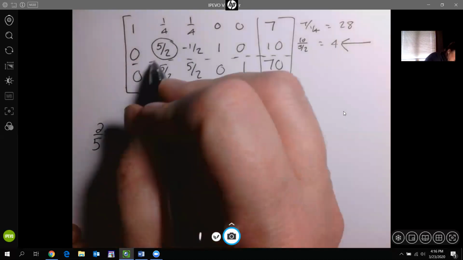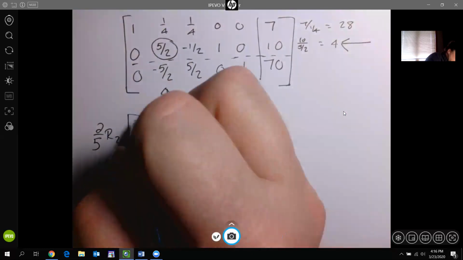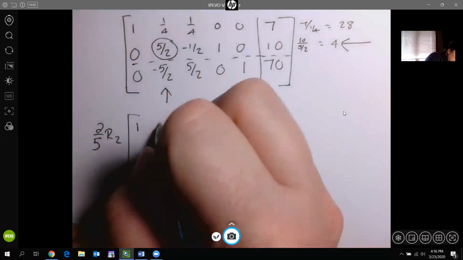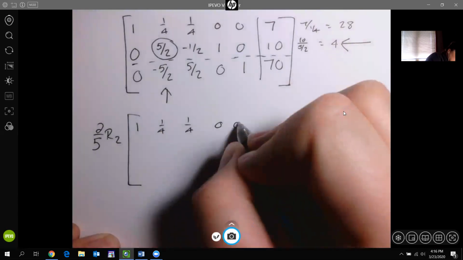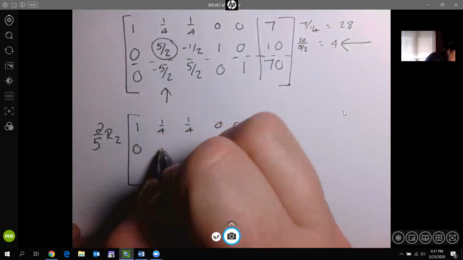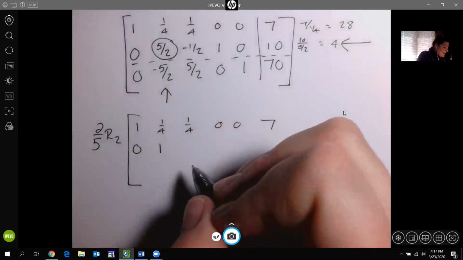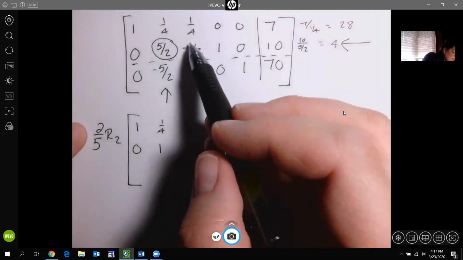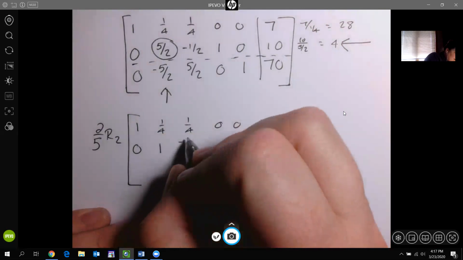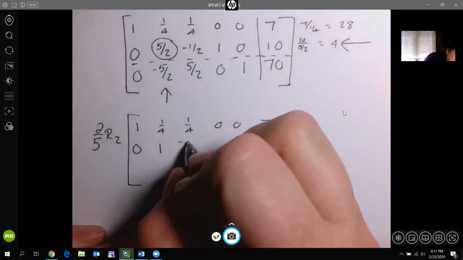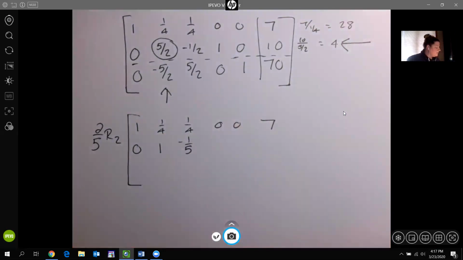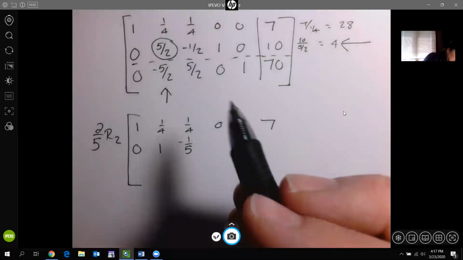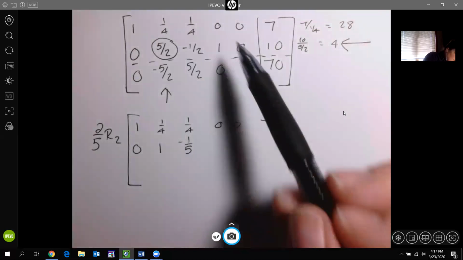So we're going to start with making that pivot 1. So the top row stays the same. 1, 1/4, 1/4, 0, 0, 7. Now this row is going to become 0, 1, negative 1/2 times 2/5 is negative 2/10. I was trying to think because I already reduced it. Negative 2/10 is negative 1/5. Okay, and you like how I just think of that one? I wrote part of mine in decimals too. Okay, so 0, or that one's already done, excuse me.